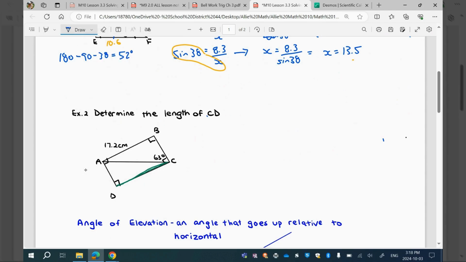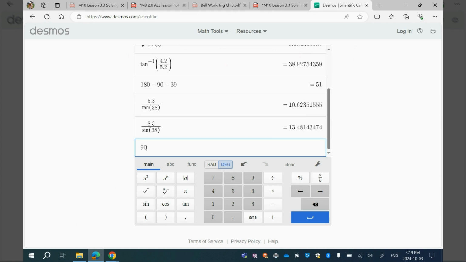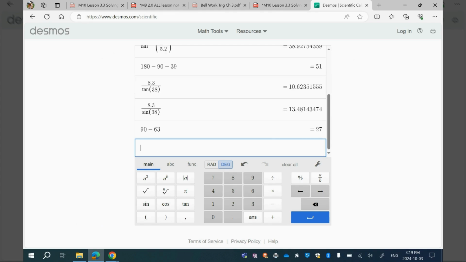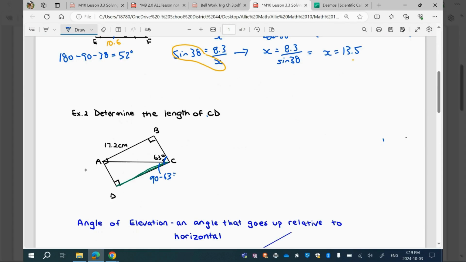this information right here, that this angle right here is 63. And if this whole angle is 90, we can find this angle right there by going 90 subtract 63. We can do it in our calculator if you want, or you can do it in your head. 90 minus 63 equals 27 degrees. So we know this angle right here now is 27 degrees.